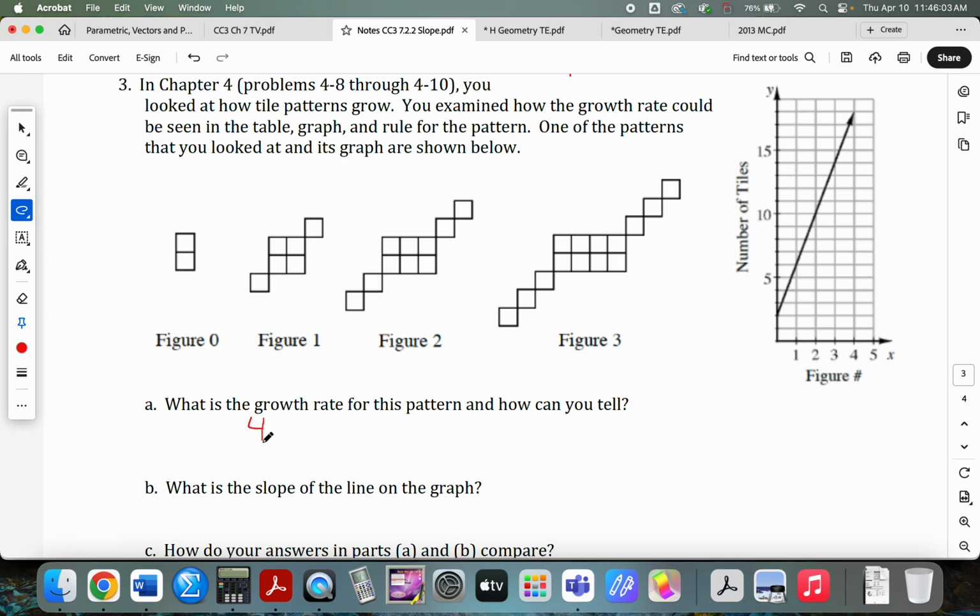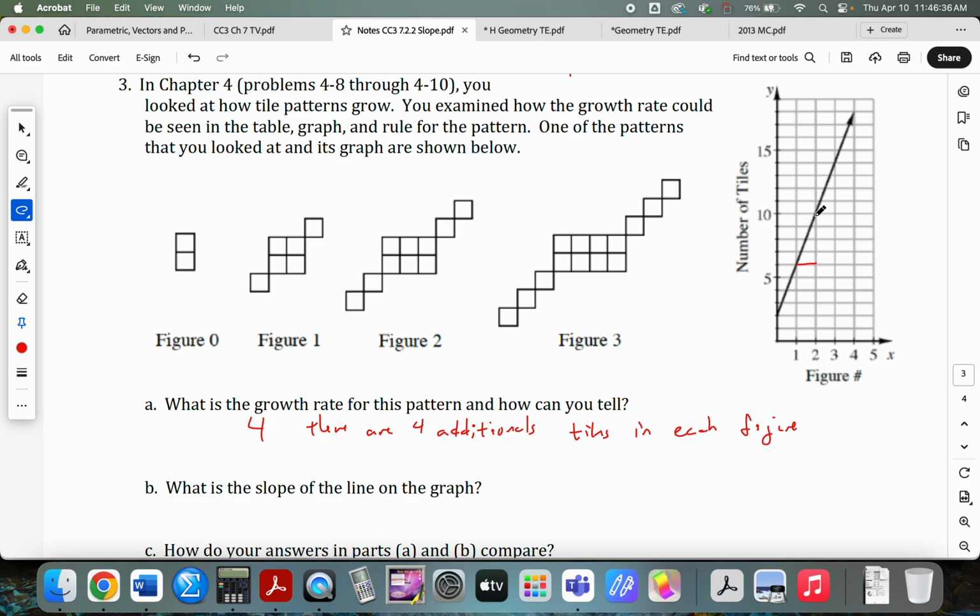4. Because there are 4 new tiles for each figure. Or maybe I should say 4 additional tiles. What's the slope of the line? Well, let's see. Let's make a little triangle.